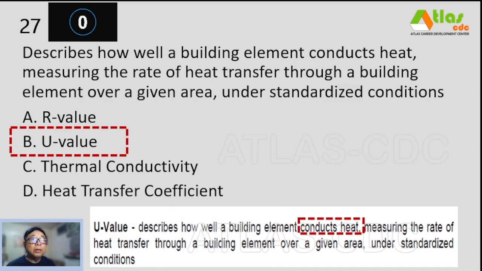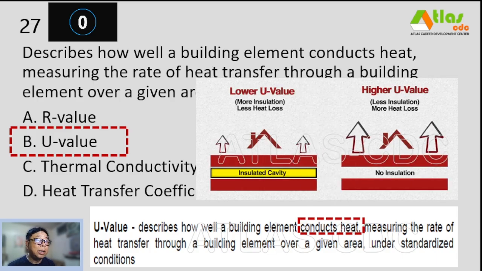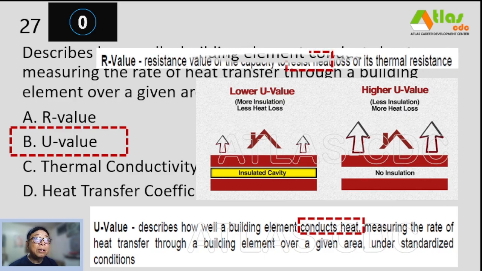So the U value describes how well a building element conducts heat, measuring the rate of heat transfer through a building element over a given area under standardized conditions. So a lower U value means more insulation and less heat loss, while a higher U value has less insulation and more heat loss. On the other hand, R value is the resistance value or the capacity to resist heat loss or thermal resistance. So that is the opposite, no? U value conducts heat while R value resists heat.